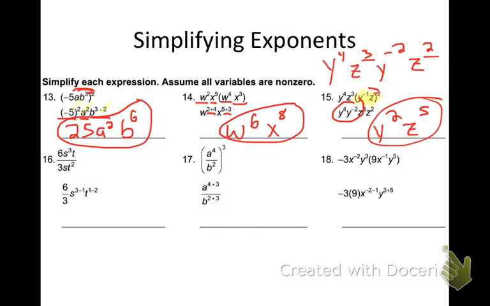6s to the 3rd t over 3s t squared. A lot of times we can struggle on this because we start doing this with exponents. If I have a number in there, I still want to simplify the number. What's 6 over 3 going to get me? 2, right? So 6 over 3 is still going to get me 2. Isn't it just 2st to 1?